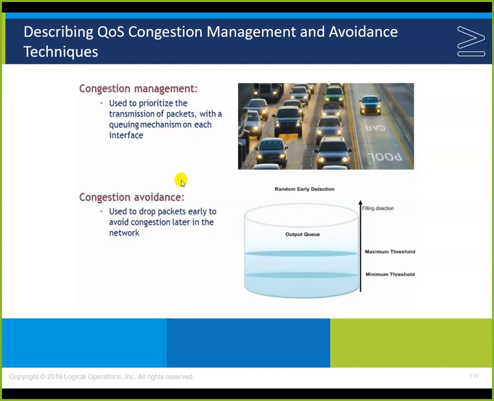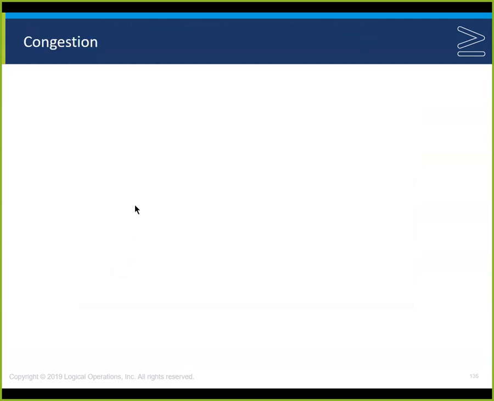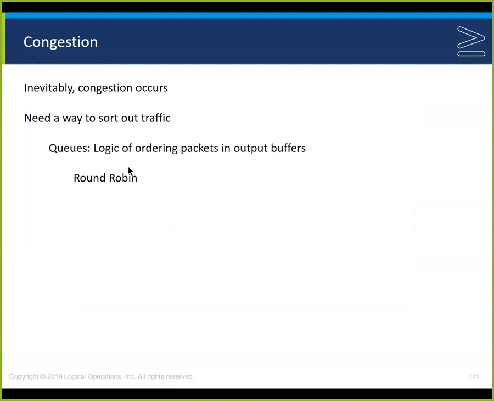For congestion avoidance, I think maybe a better example, one you probably see on a regular basis, is getting onto the interstate during rush hour. At least around here, they have traffic lights to regulate how much traffic can get on at a time. And this is congestion avoidance, dropping packets. This would be a TCP thing, and wouldn't work so great for UDP because it doesn't have any resend capability. Congestion is going to occur. We need a way to sort it out.